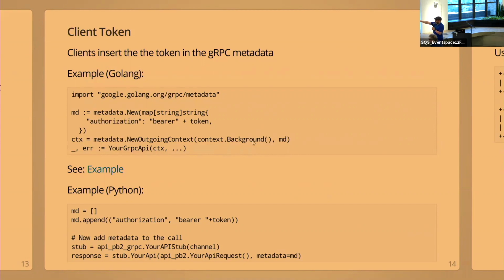So in this one, for example, in Python at the bottom, all we do is we create a variable, MD, for metadata. We put in a tuple in there with the token, and then we pass that into our metadata call in Python, and it goes across to the gRPC service. The gRPC service, we're going to discuss in a little bit how it does it, but it goes ahead and extracts that token from the metadata.